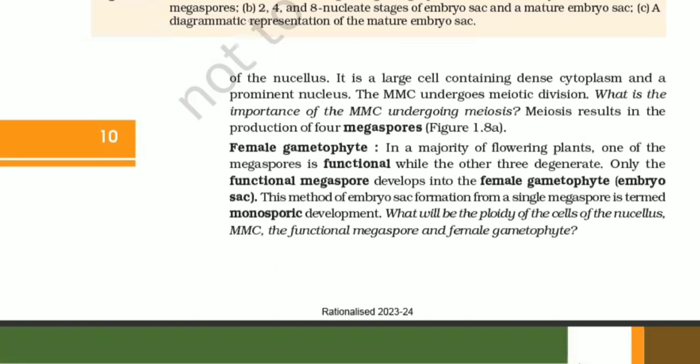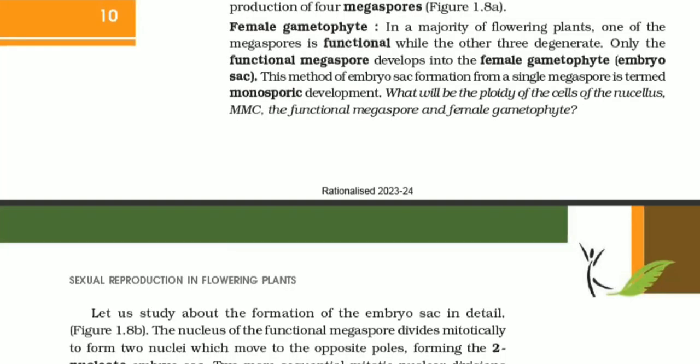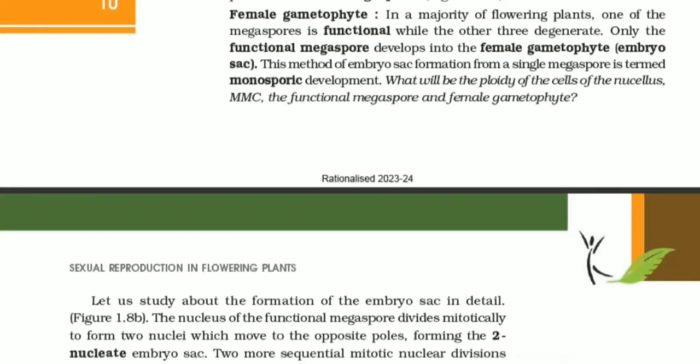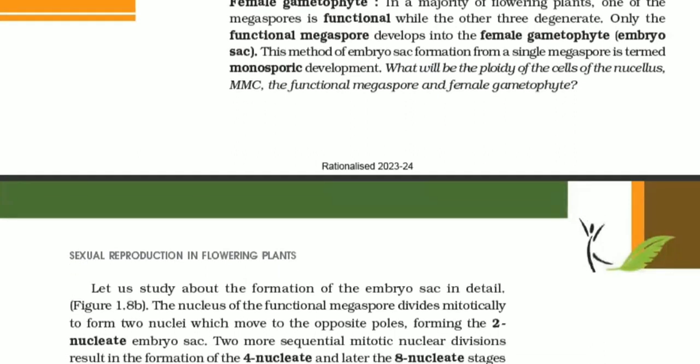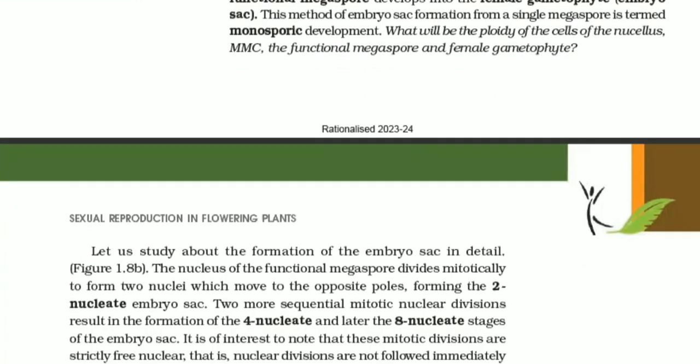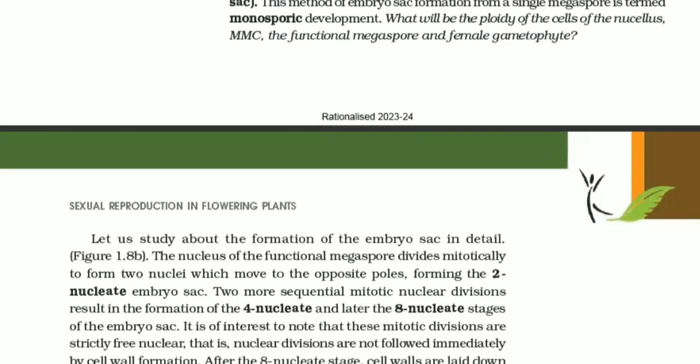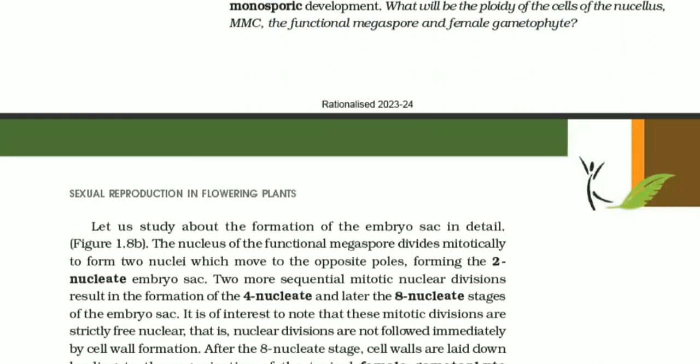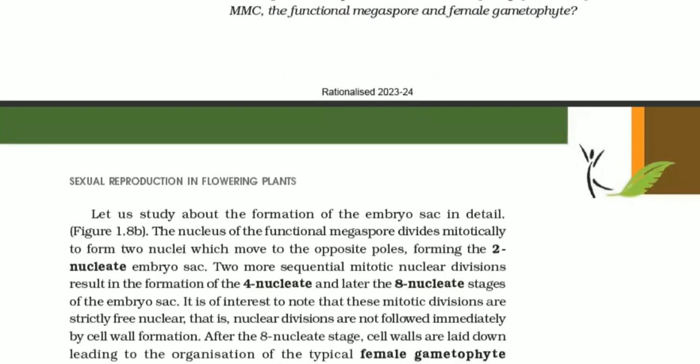Meiosis results in the production of 4 megaspores as shown in figure 1.8a, female gametophyte. In a majority of flowering plants, one of the megaspores is functional while the other three degenerate. Only the functional megaspore develops into the female gametophyte, that is embryo sac. This method of embryo sac formation from a single megaspore is termed monosporic development. What will be the ploidy of cells of the nucellus, MMC, the functional megaspore, and female gametophyte?